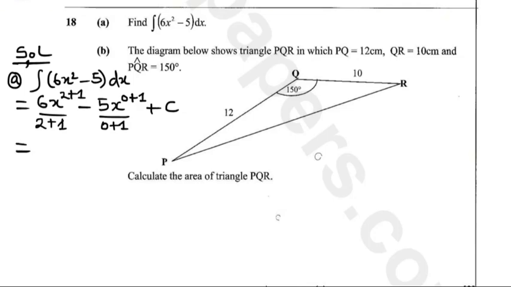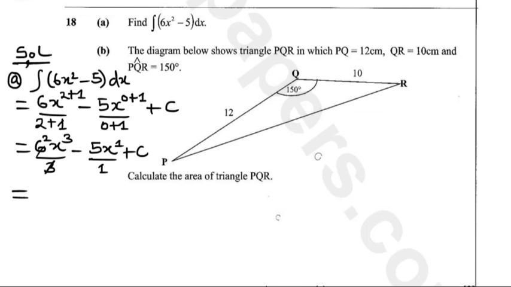So for the next stage, we're going to write the following: 6x, so 2 plus 1, that is 3. And then again on the denominator, 2 plus 1, again, that is 3. Then minus 5x, 0 plus 1, that is 1. Then over 0 plus 1, that is also 1. Then plus c.